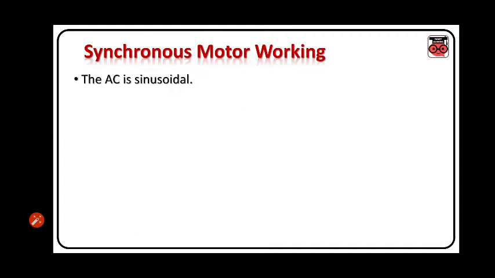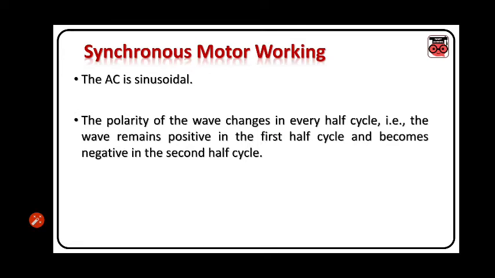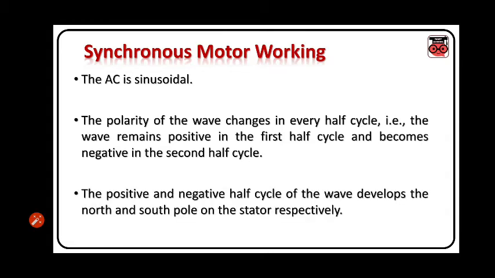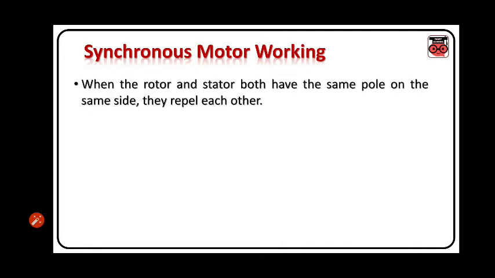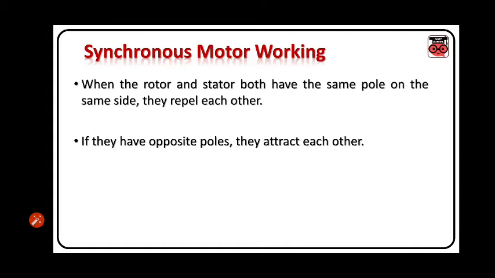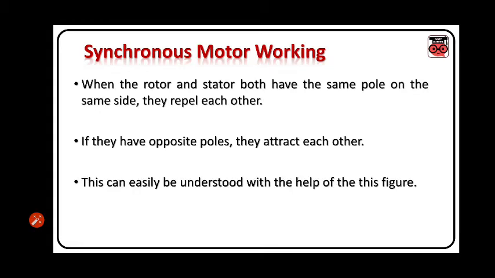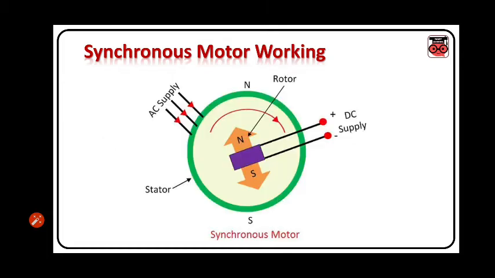The AC is sinusoidal. The polarity of the wave changes in every half cycle. So the wave remains positive in the first half cycle and becomes negative in the second half cycle. The positive and negative half cycles of the wave develop the north and south poles on the stator respectively. When the rotor and stator both have the same pole on the same side, they repel each other. If they have opposite poles, they attract each other. This can easily be understood with the help of the diagram.